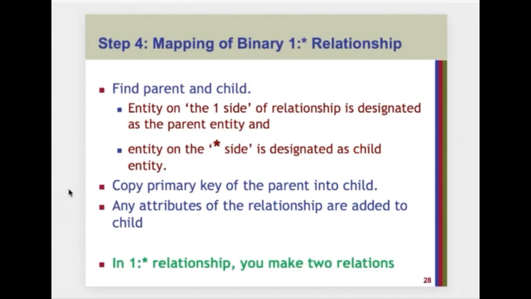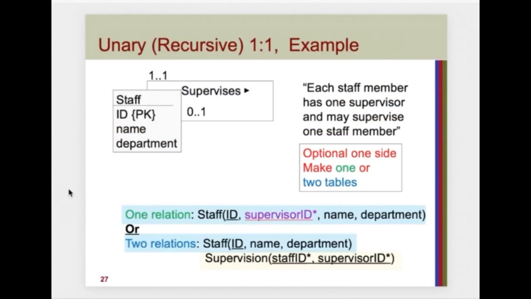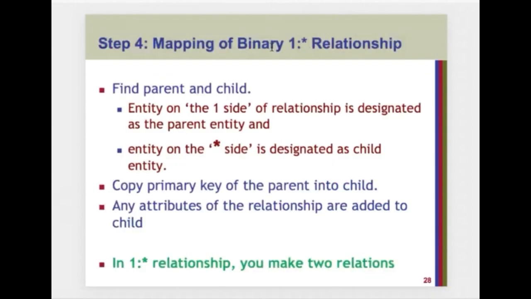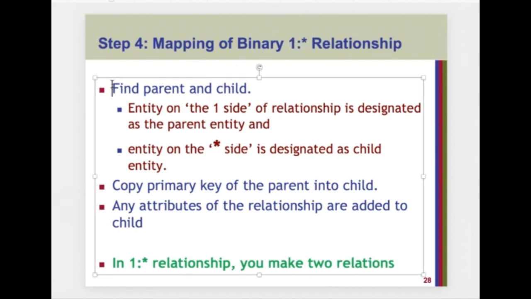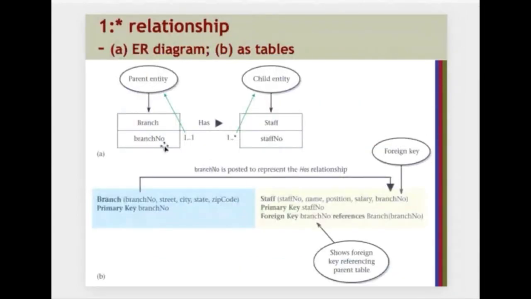Next step, so far in the last several slides, we saw one-to-one relationship. In the next few slides, we are going to see one-to-star relationship. The methodology or recipe for one-to-one relationship is different, and the methodology and recipe for one-to-star is different. Okay, so in case of one-to-star, what will you do? First of all, you should try to find parent and child. Which side is parent and which side is child? Let me show you here.